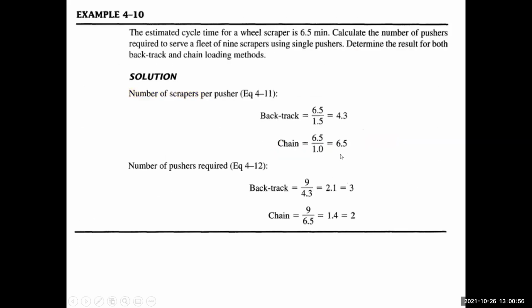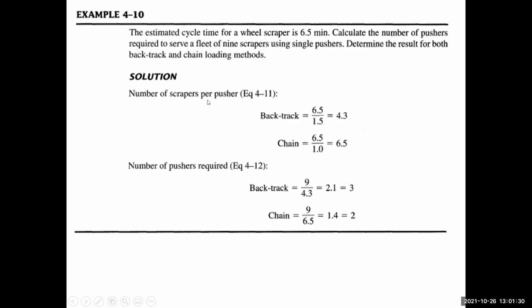With this, we can see Example 4-10. The estimated cycle time for a wheel scraper is 6.5 minutes. Calculate the number of pushers required to serve a fleet of 9 scrapers using a single pusher. Determine the result for both backtrack and chain loading methods.